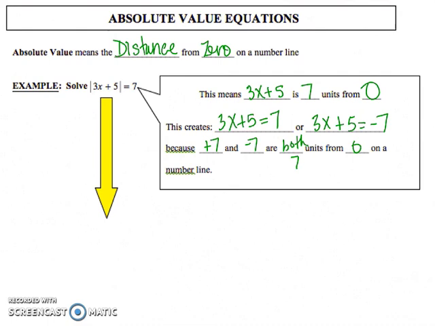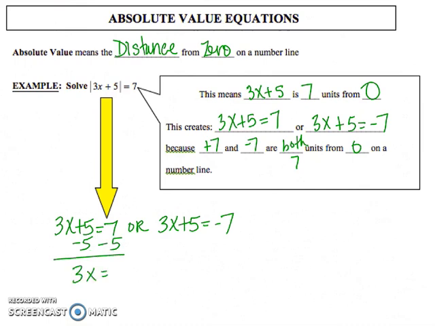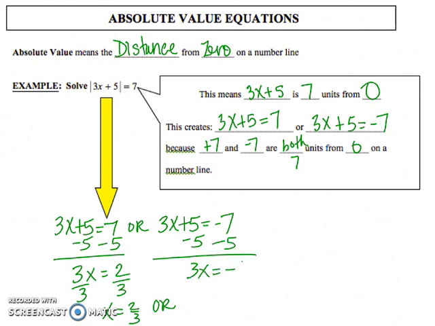So basically we just split this equation into two pieces. We've got our 3x plus 5 equals 7, or 3x plus 5 equals negative 7. And now we just have to do the algebra, and we're going to end up with two possible solutions. So this one is going to give us x equals 2/3. And over here, when we do our algebra, watch your signs. Negative 7 minus 5 is negative 12. This one gives us x equals negative 4. So there are our two answers to our absolute value equation.